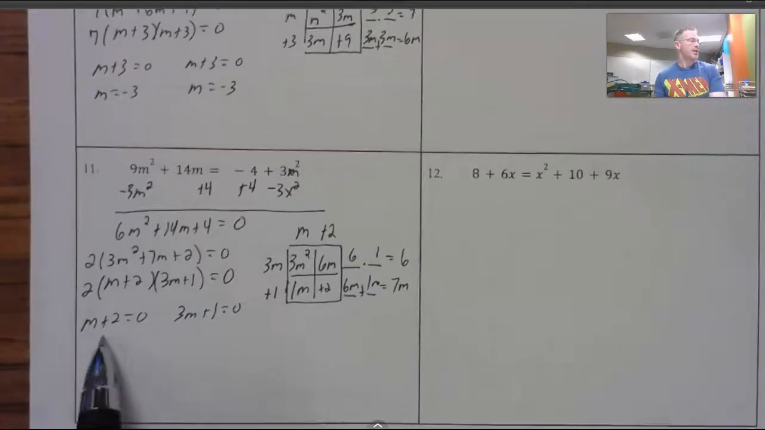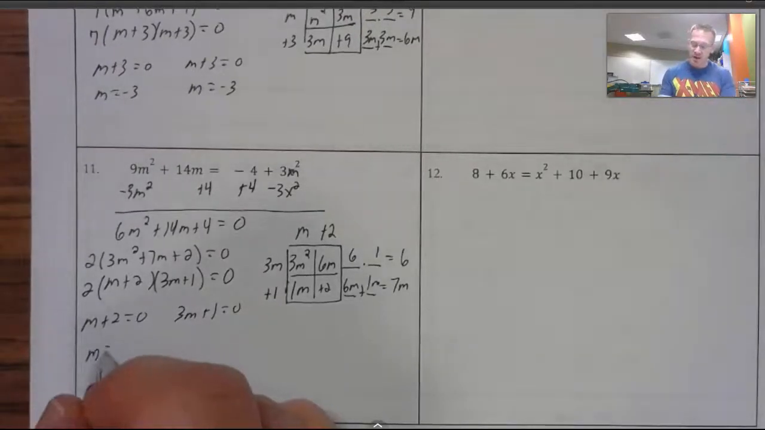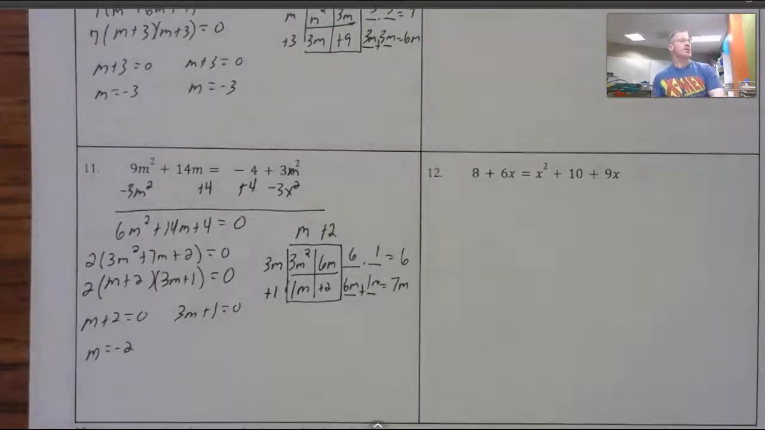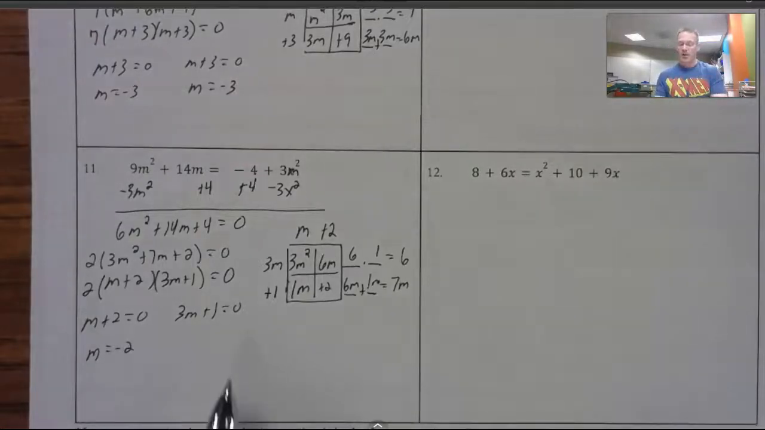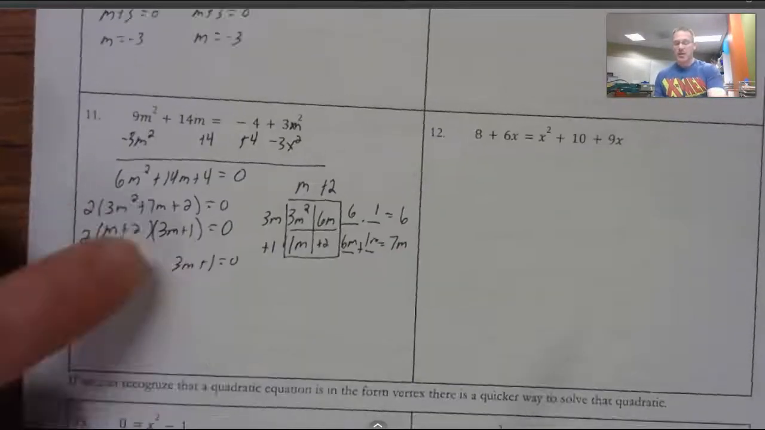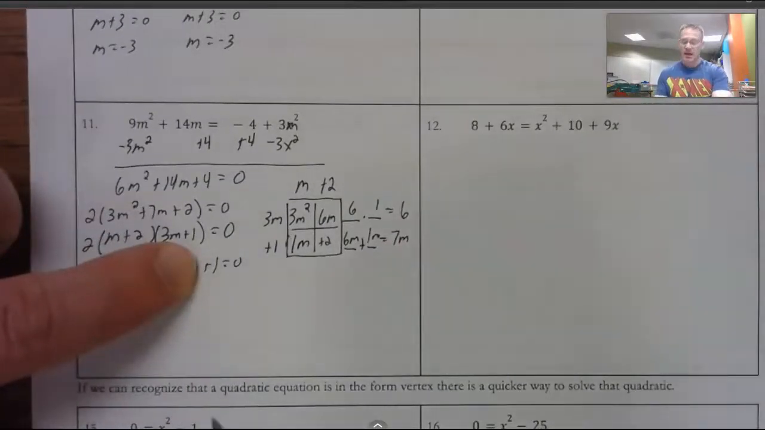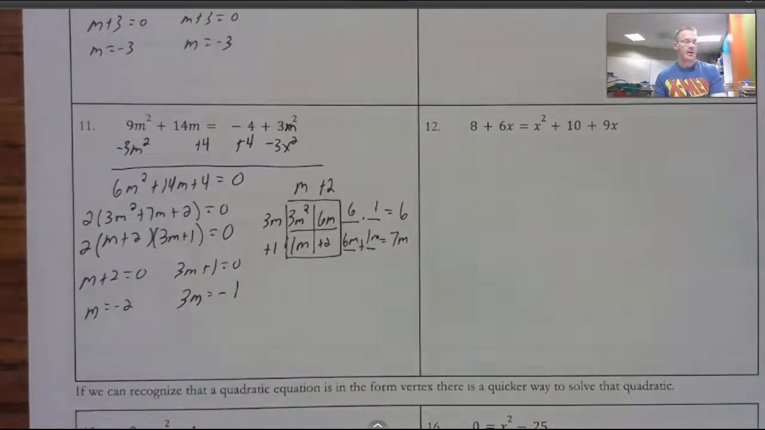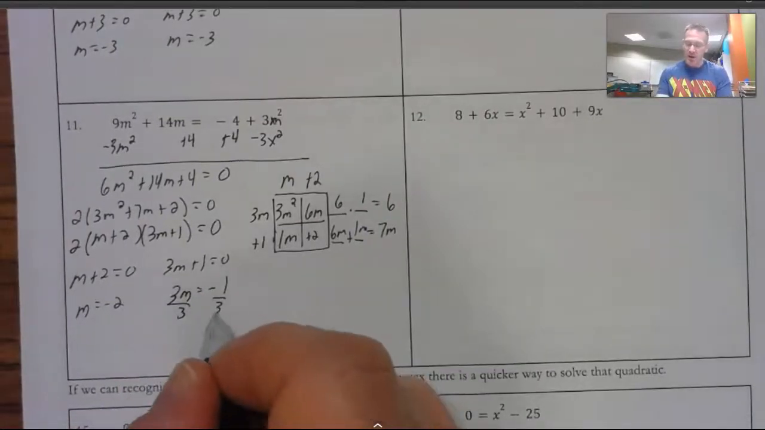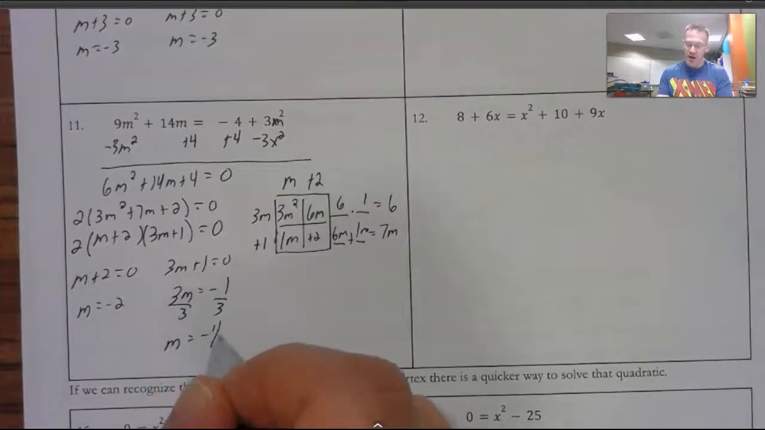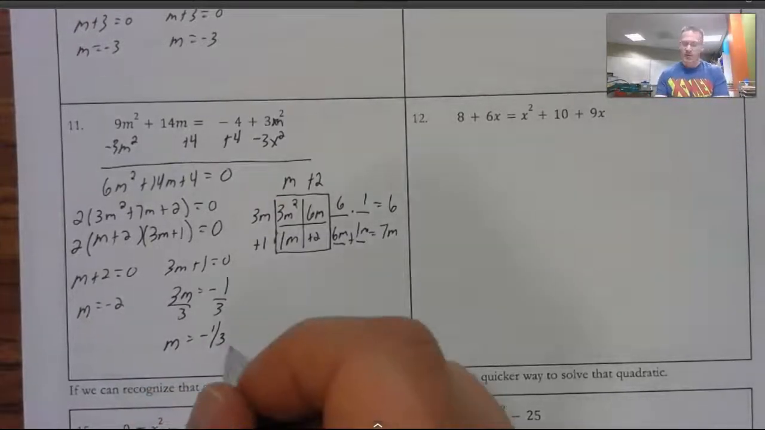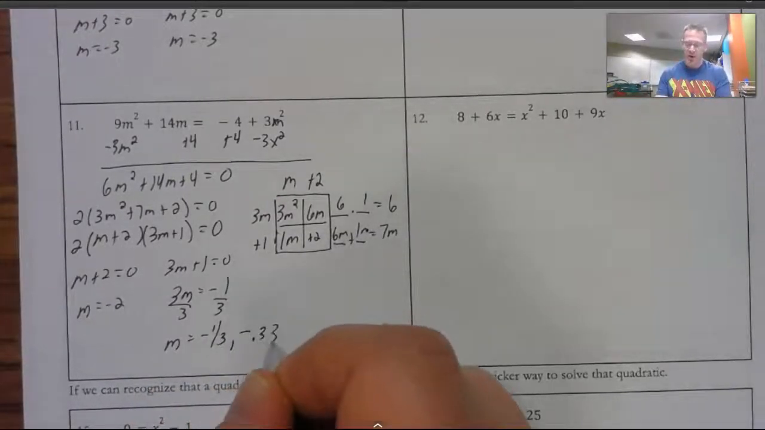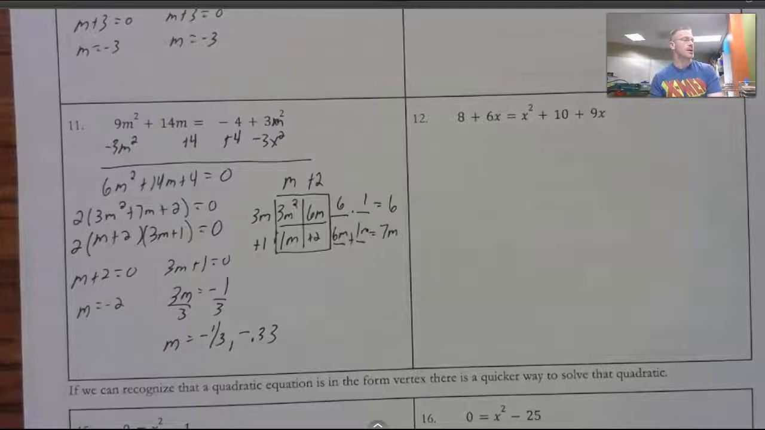Looking at this, what plus 2 is 0? That's got to be negative 2. Now, remember what I said earlier, sometimes you have to do more than one step. So when I look here, what plus 1 is 0? Negative 1. That means 3m is equal to negative 1, and then I can divide by 3. You can write your answer as a fraction, like negative 1/3, or you can convert it to a decimal like negative 0.33. Either one is acceptable.